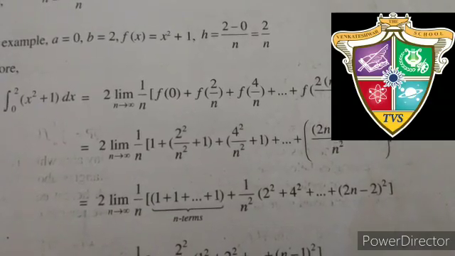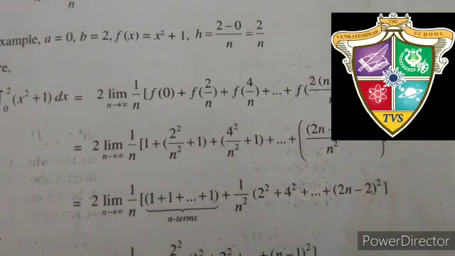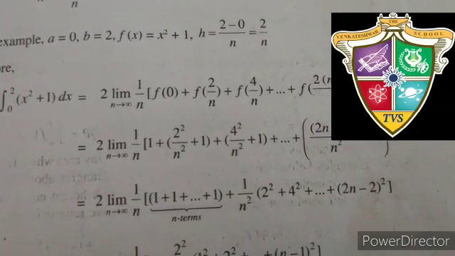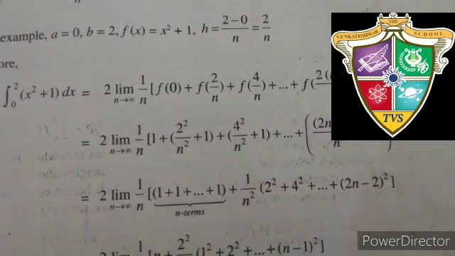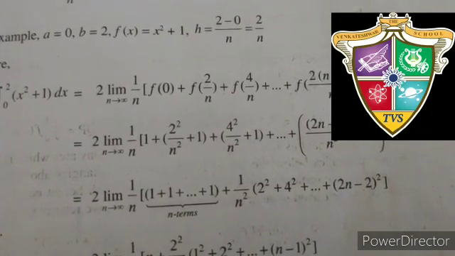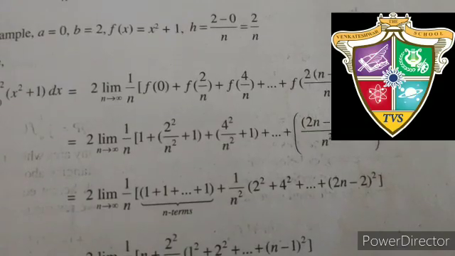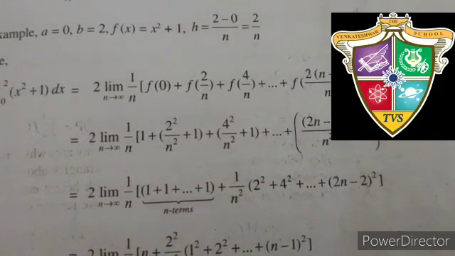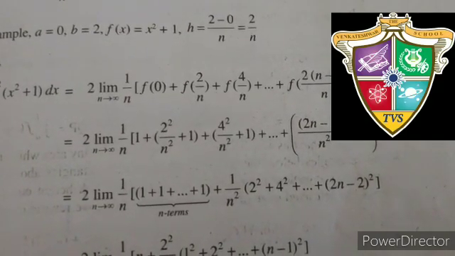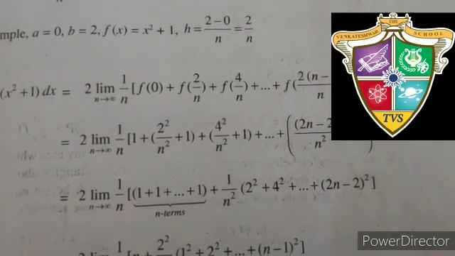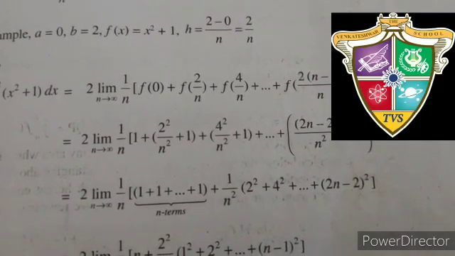Now you write the function values f(0), f(h), that is f(2 by n), a plus 2h, that is f(4 by n). Like that, a plus (n minus 1)h, it will be f(2(n minus 1) by n). You understand the first step.